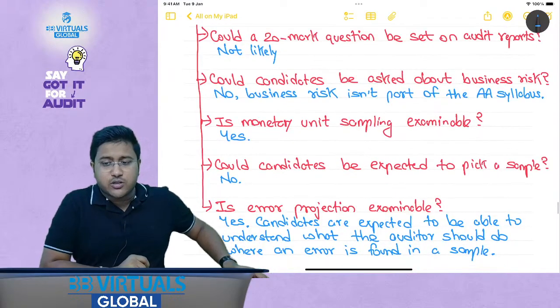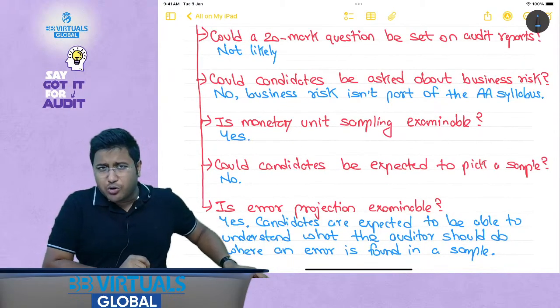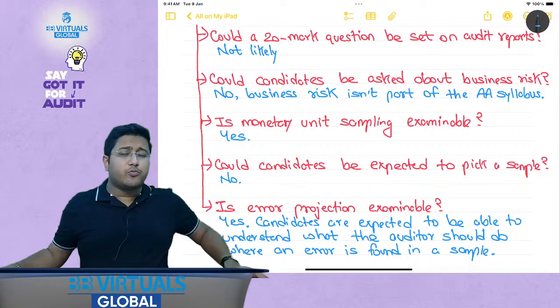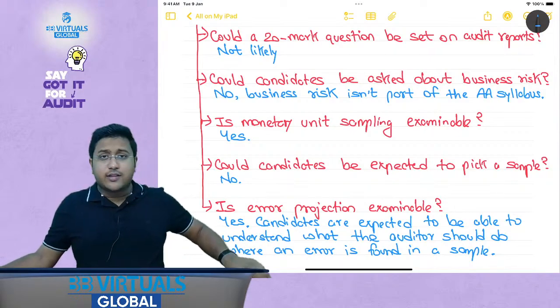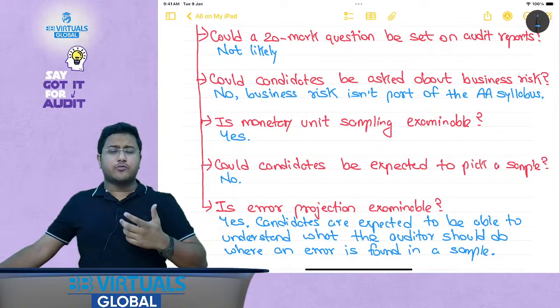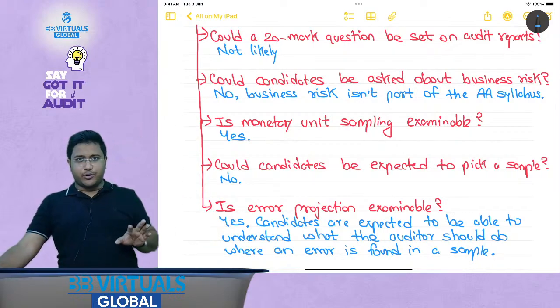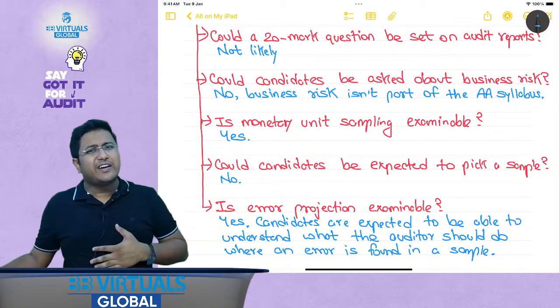Could a 20-mark question be set on audit reports? Generally not. Generally it is not set. But what is important here is that the right to decide what kind of questions would be asked is with the ACCA body. So we will not project it, but generally it is not likely.